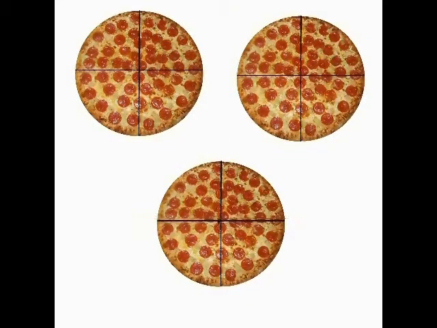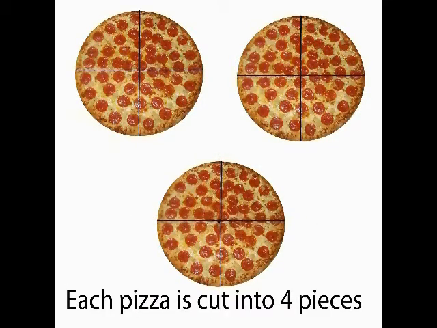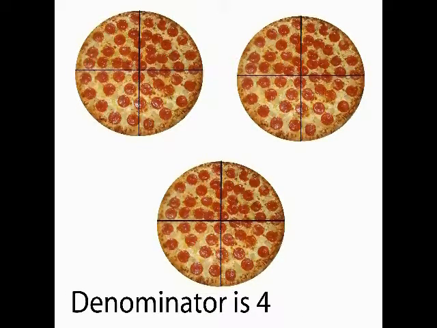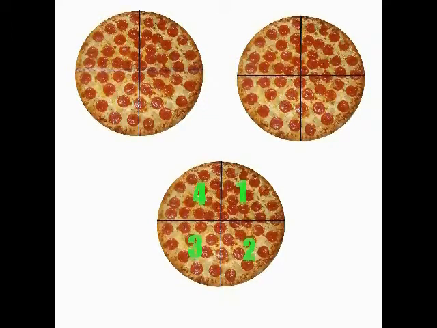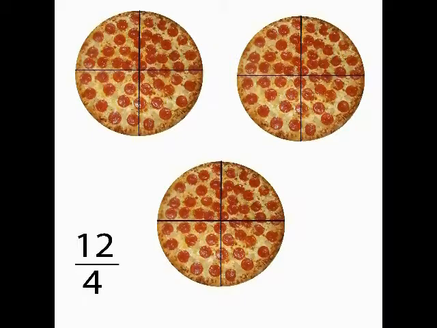In this example, we have 3 whole pizzas. And each pizza has a total of 4 equally sliced pieces. This means our denominator is 4. And since there are 3 whole pizzas, with 4 slices each, we have 12 pieces of pizza, which makes our numerator 12. If we put this together, we get an improper fraction of 12 over 4, or 12/4.